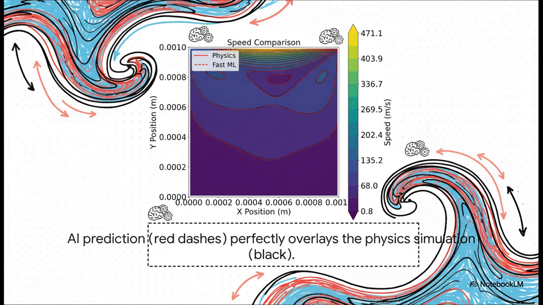And I mean, just look at this graph. The solid black lines, that's the ground truth from the old, slow simulation. And the dashed red lines, that's the AI's prediction. They are right on top of each other. It's a perfect match. The AI absolutely nailed it.